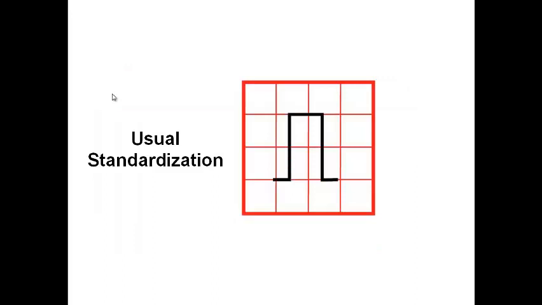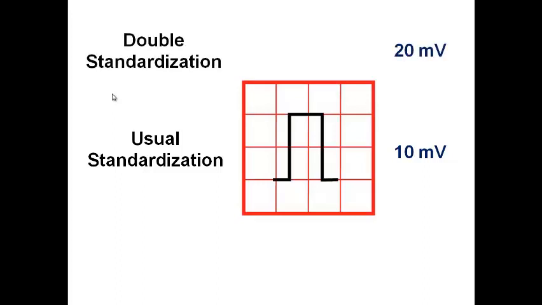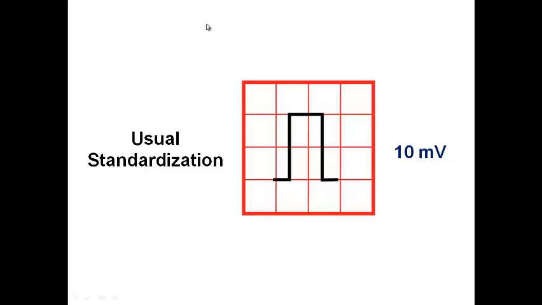We have something in the ECG paper called standardization. Standardization gives us an important value, like a caliper for the amplitude of the signal. For example, if we have a standardization like this, it means that each large square represents 5 millimeter, so 2 squares represent 10 millimeter.